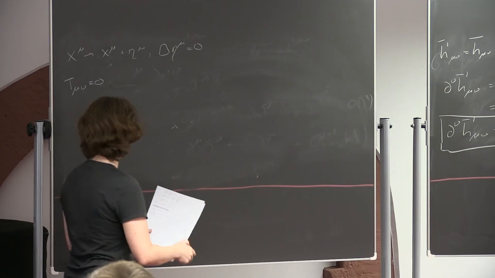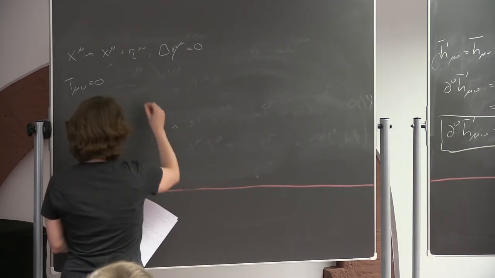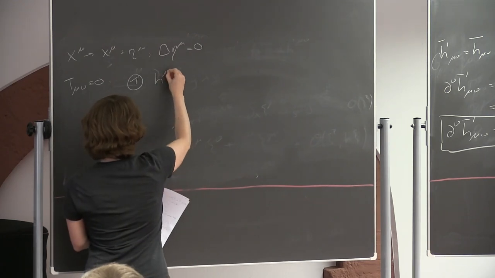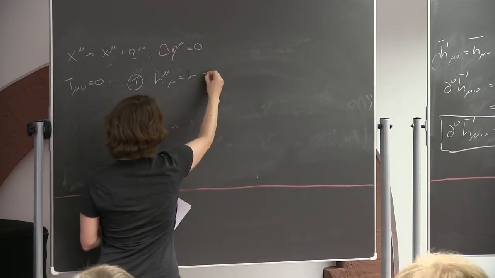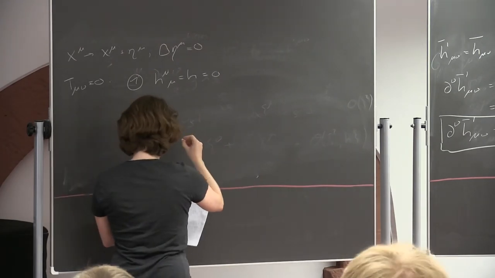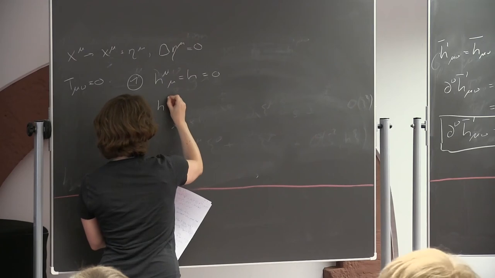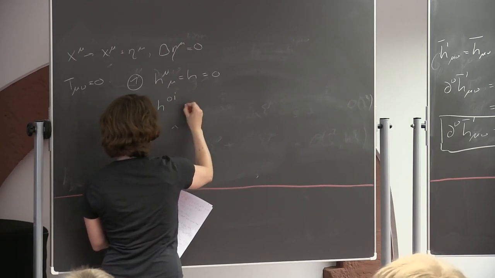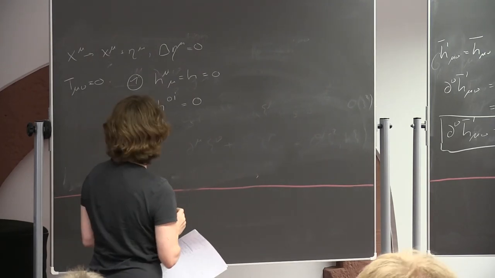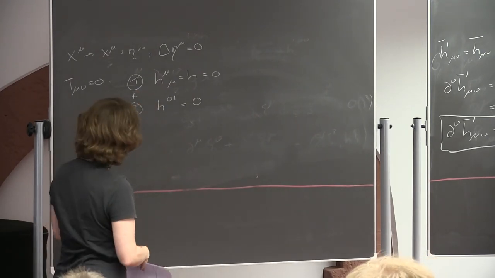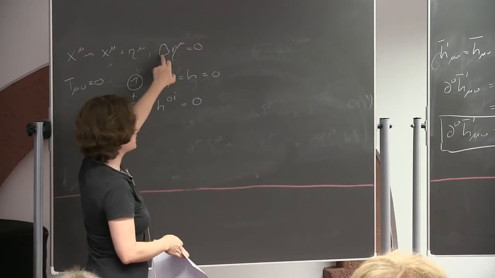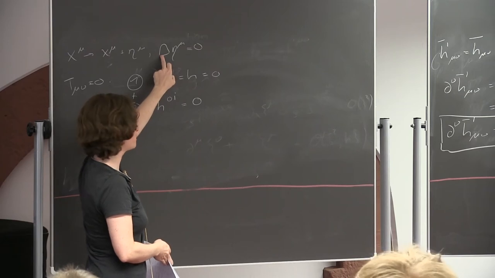And in that case, there's a very simple choice. You can fix 1 degree of freedom by setting the trace of h to zero. And you can fix another 3 degrees of freedom by requiring that the 0i component of h is zero. Okay? Together, this fixes precisely the 4 degrees of freedom that were still free here.